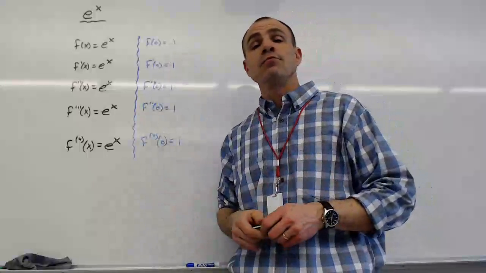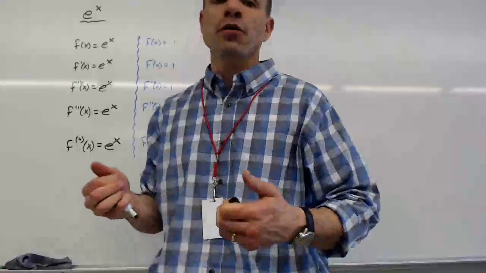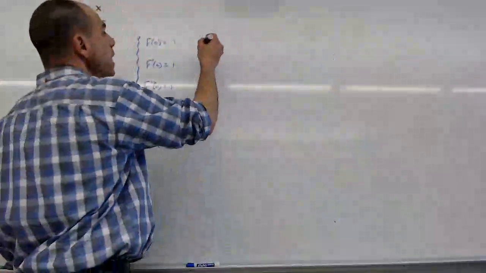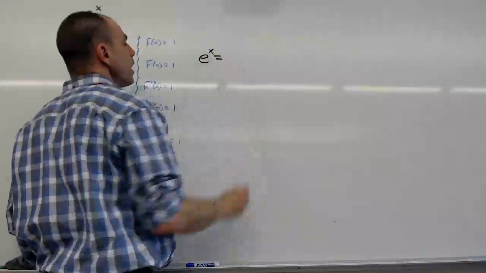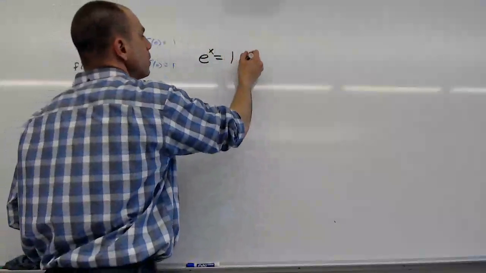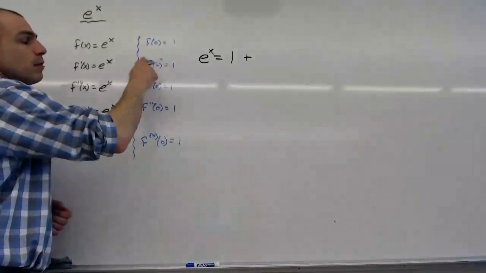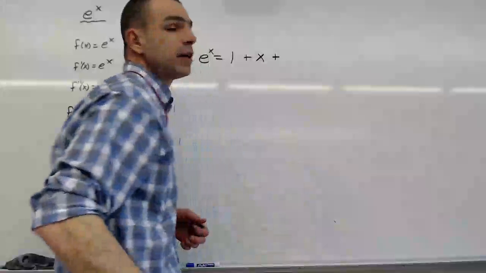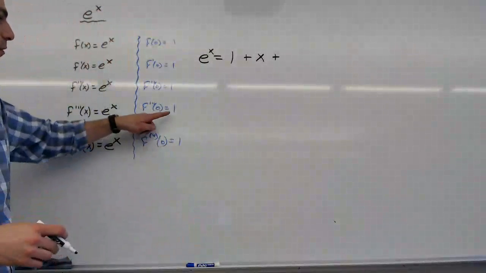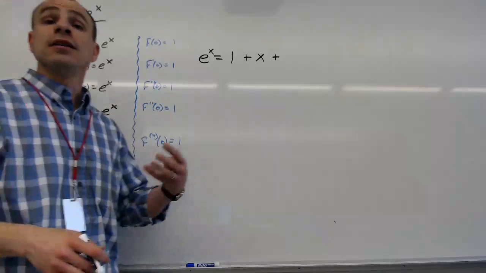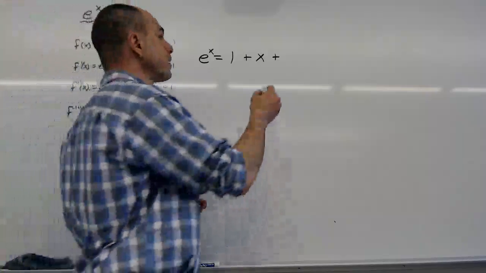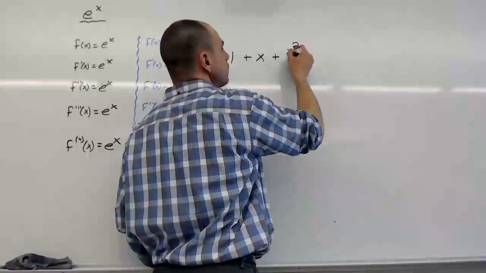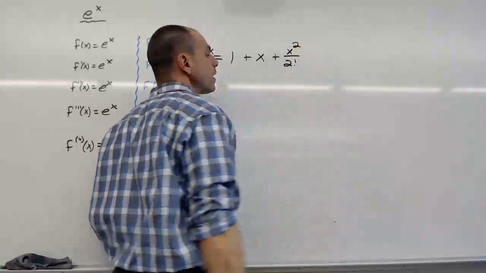So now we can build our series, all right? Because we know that the Maclaurin series for e to the x will be f of 0, which is 1, plus f prime of 0 times x, 1 times x, plus, now we go to f double prime of 0, which happens to be 1 again, times x squared over 2 factorial. Well, 1 times anything is itself, so we have x squared over 2 factorial.